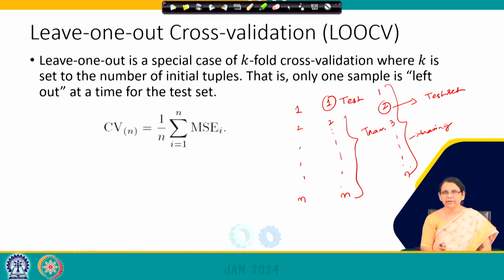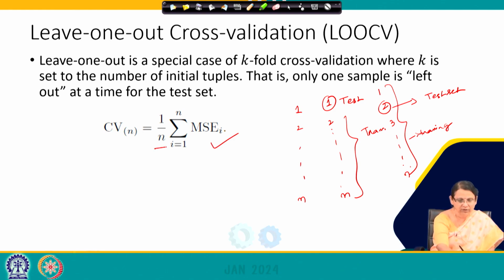In this process, how many times will you be doing this? n times, because every time only one observation you keep aside for testing, and with the remaining you train. So, with each training and while testing with the left out observation, you get one mean square error, and the average of this over all the data points will give you the leave one out cross validation error in terms of mean square error.